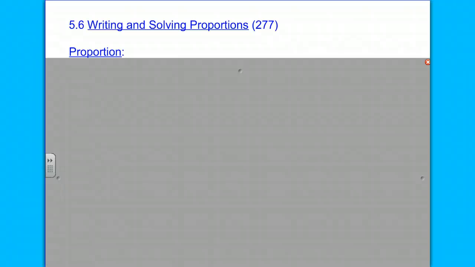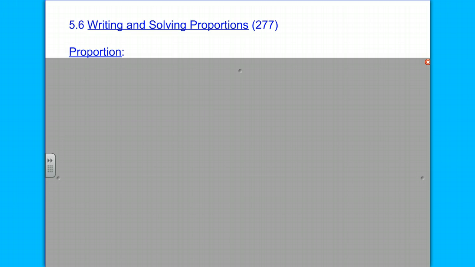Okay, so we are in 5.6, writing and solving proportions. So we're going to talk about some proportions today, which we've talked a bit about already this year. I think, hopefully, it's something you're feeling strong about. I mean, when you think of a proportion, what comes to mind?